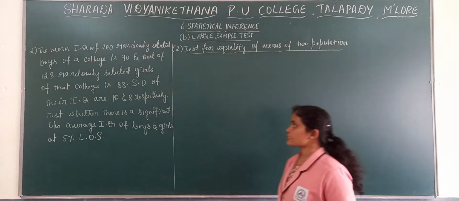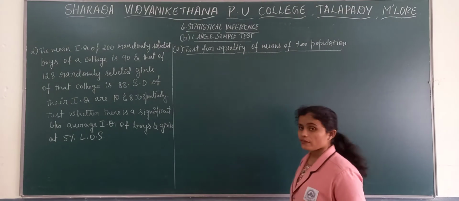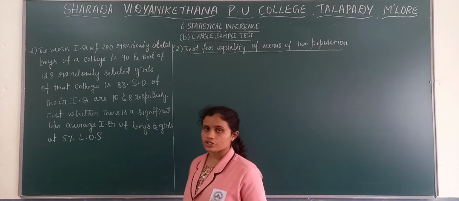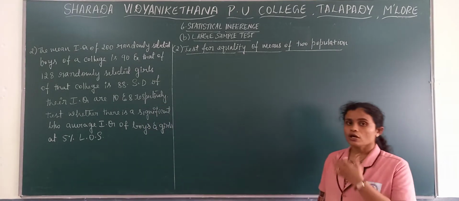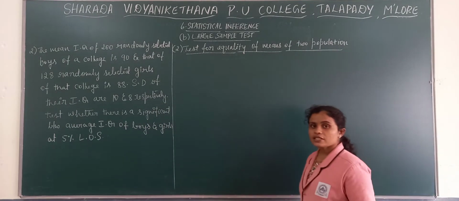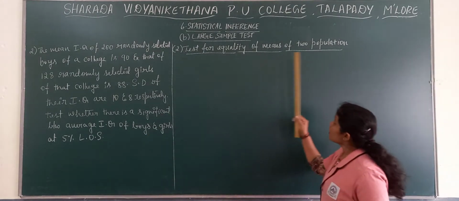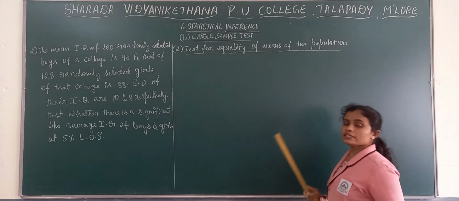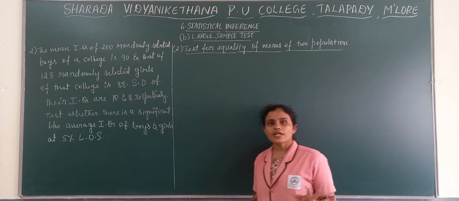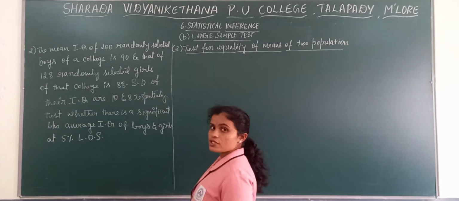Welcome to statistics class. Yesterday in class we were discussing the test for equality of means of two populations. One problem we discussed under this topic. The main difference between the test for a population mean and for two populations is that here two sets of information will be given, whereas in the first application you have only one set of information. Now we'll see two more problems in today's session.